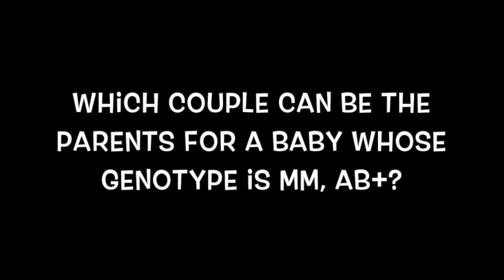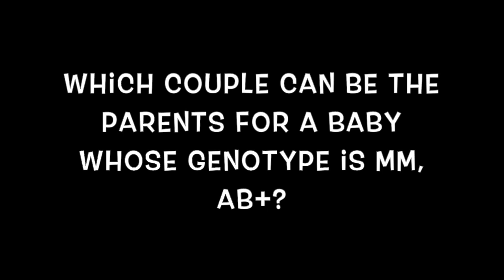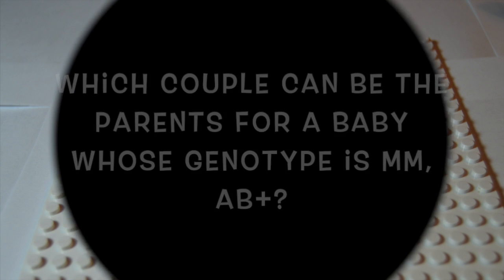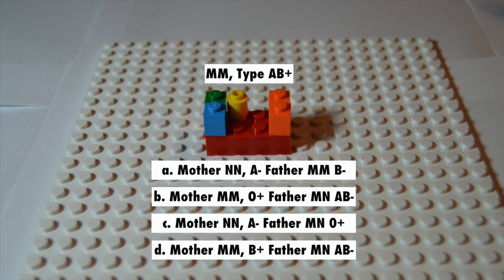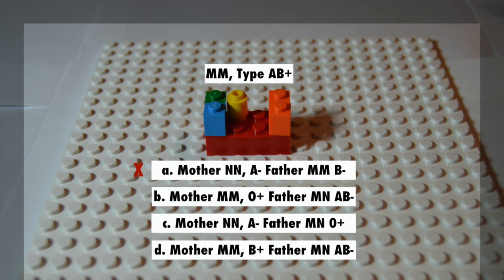Another example. Which couple can be the parents for a baby whose genotype is MM-AB positive? We can rule out option A since it is not possible that 2 parents with Rh negative can have a child with Rh positive. Option B is correct for the MN locus, but it is not possible for a couple type O and type AB to have a child type AB.